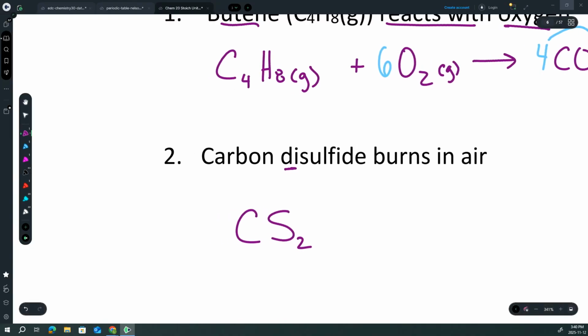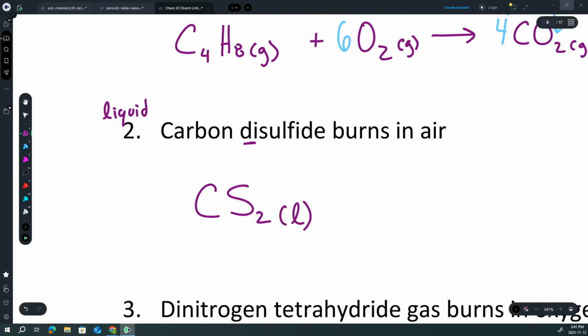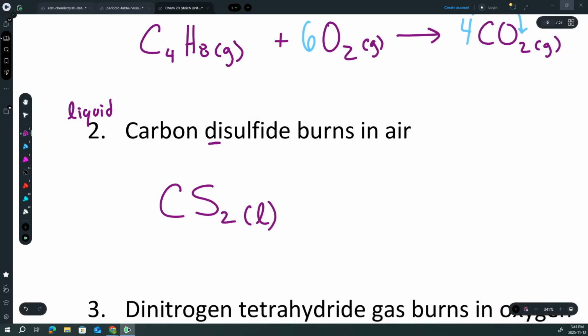Now, just because this is a compound that's a little bit trickier to figure out what the state of it is, typically for questions where it is tricky to figure out the state of a compound, in this case for molecular compounds, it's a bit harder. So I'm just going to adjust this question to be liquid carbon disulfide. Just a heads up on that. This question should have been a little bit more specific. So it burns in air.